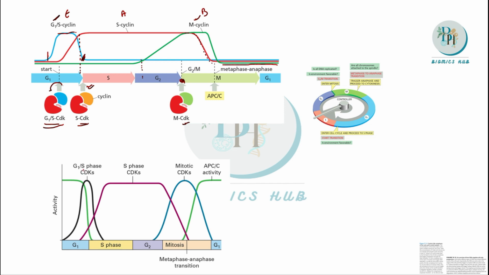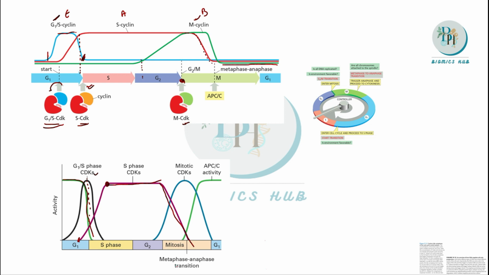Now this is a graph of the CDKs. See, here this is the M phase CDK, and the CDK for G1 to S phase is at its peak in the G1 phase, as we can see here. The S phase CDK is synthesized in the G1 phase, and it is stable in the S phase until the mitotic phase. Until the mitotic phase it is stable, and it is degraded in the mitotic phase.